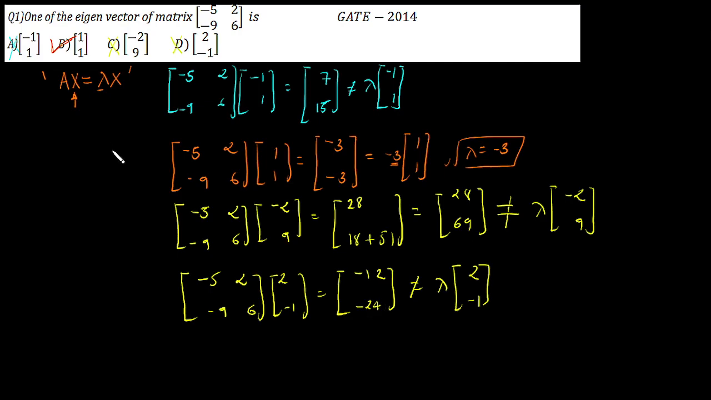Now let's move to question number 2. Okay, now question 2 says: which one of the following equations is identically true for arbitrary 3 cross 3 real matrices P, Q and R?